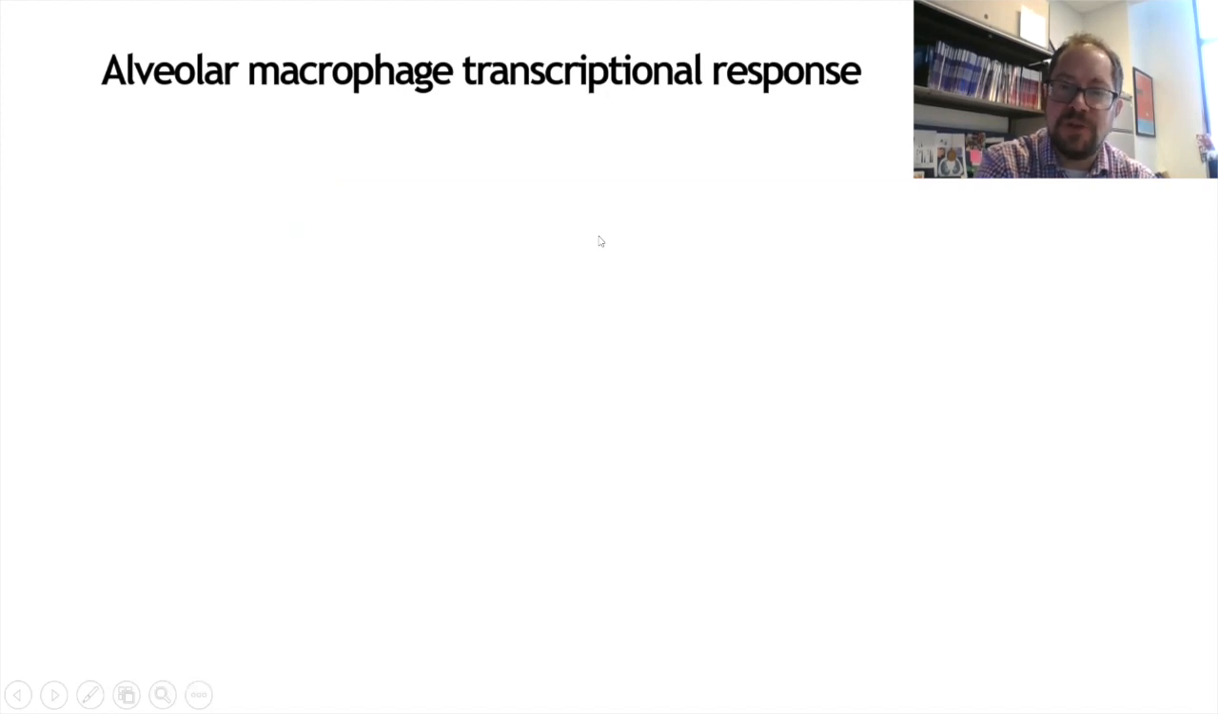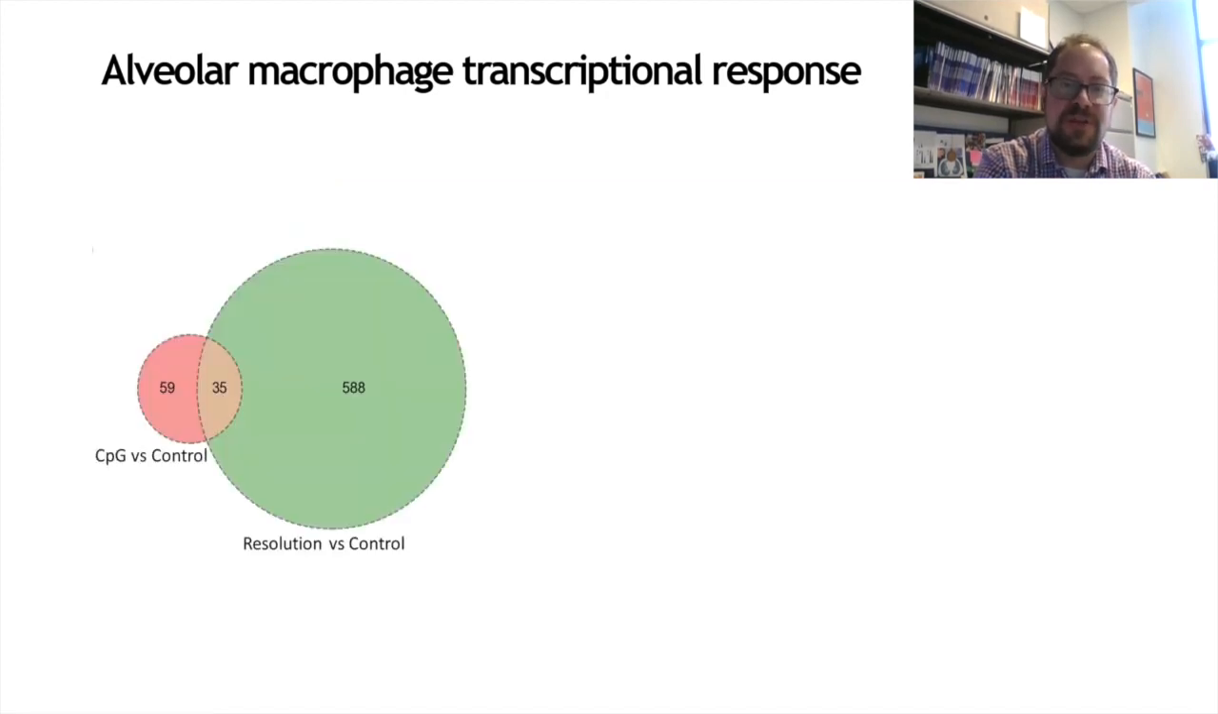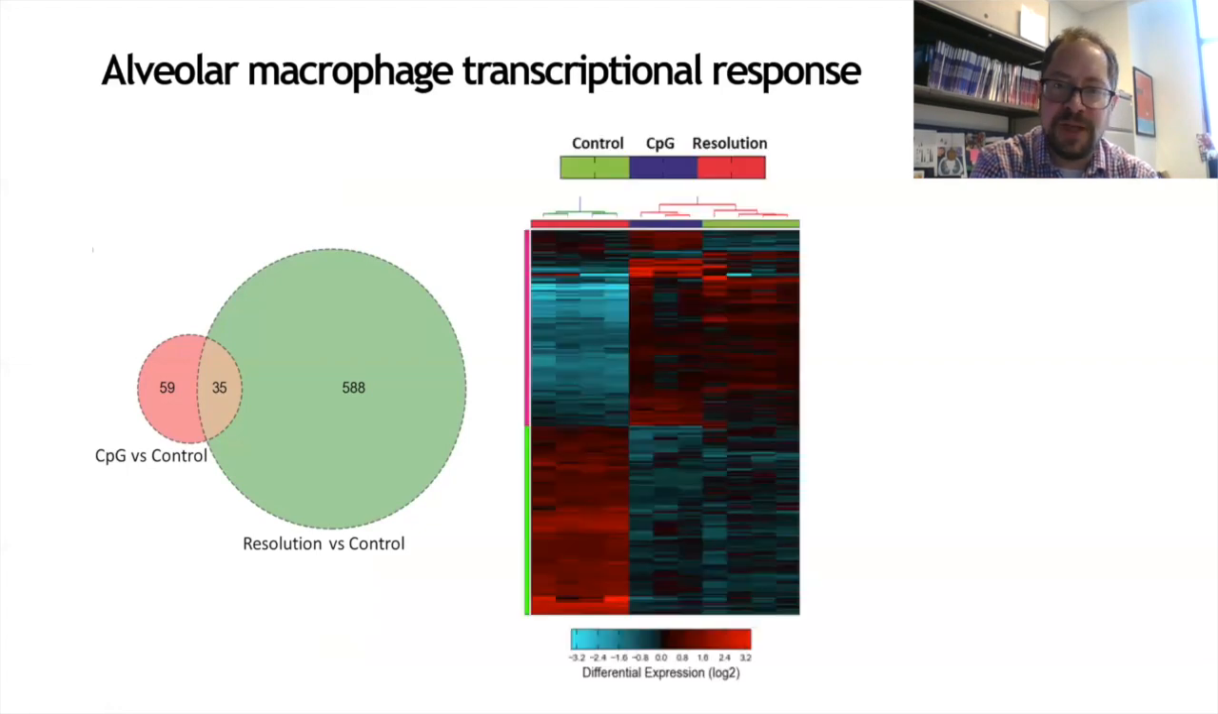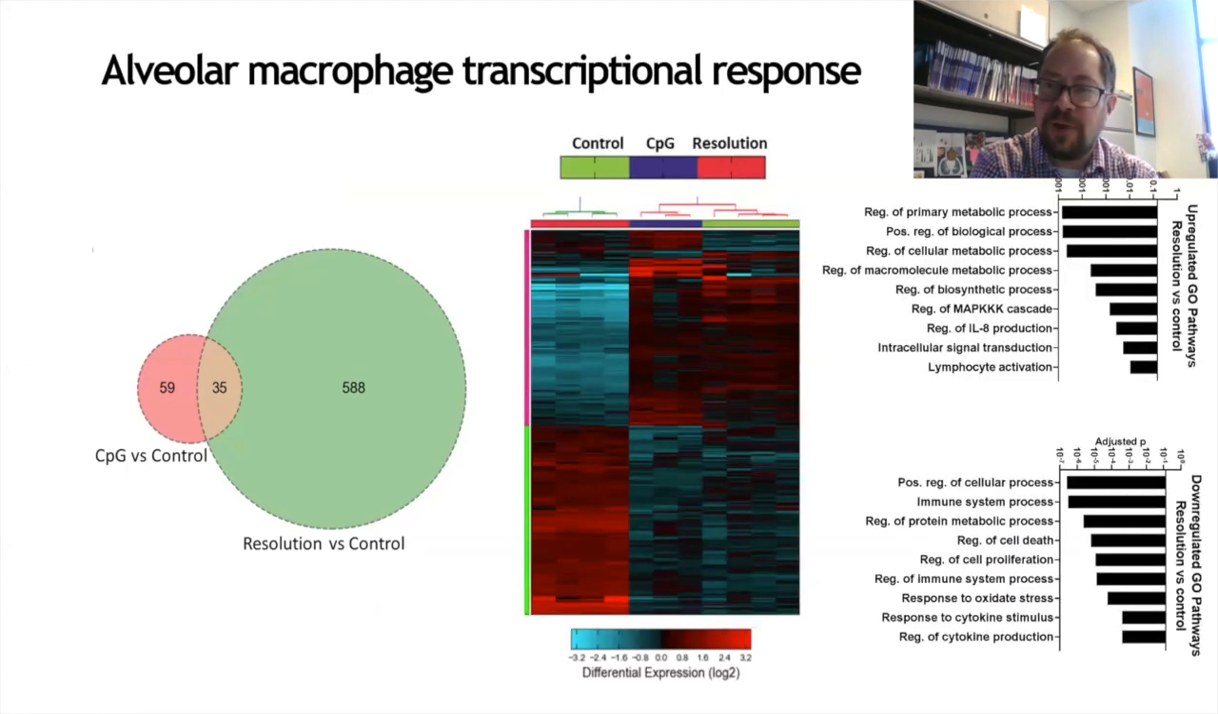However, when we compare that to those resolution phase macrophages, we see much more extensive transcriptional changes, nearly tenfold the number of genes upregulated in the resolution phase. The upregulated genes largely reflect metabolic changes in those macrophages. Downregulated genes then resolve that inflammation, with decreased pathways involved in cytokine response and other immune processes.